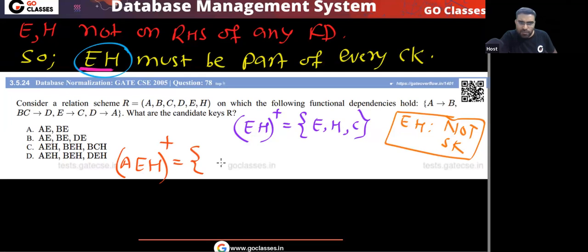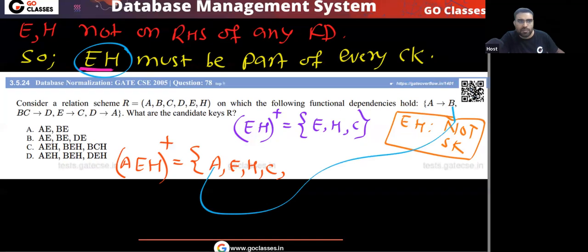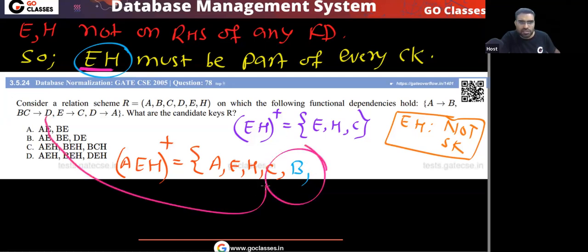Remember EH can determine EHC. So you got these four attributes. What can these four attributes determine? You can see A can determine B. So you got B also. What else? You can see BC can determine D. So you got D also.